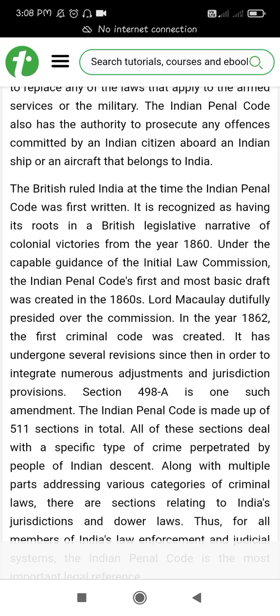The British ruled India at the time the Indian Penal Code was first written. It is recognized as having its roots in British legislation from the colonial era in the year 1860. Under the capable guidance of the First Law Commission, the Indian Penal Code's first and most basic draft was created in the 1860s. Lord Macaulay dutifully presided over the commission. In the year 1862, the first criminal code was created. It has undergone several revisions since in order to improve adjustment and jurisdiction precision.